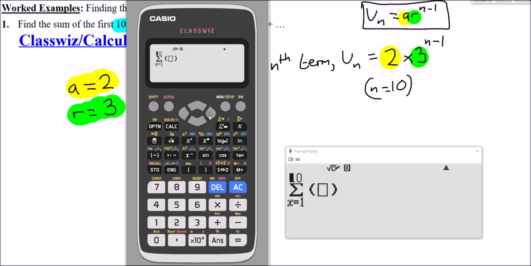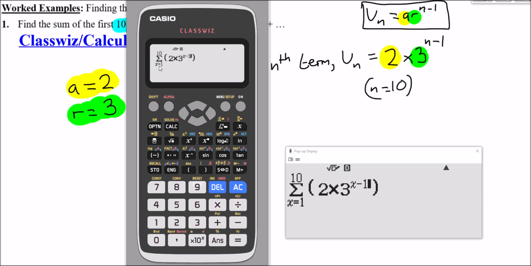Now the sequence we've got is 2 multiplied by 3 to the power of n minus 1, but like I say, in the calculator's brain, the n is x, so type in x minus 1. So where you see an n, the calculator just thinks of it as an x.